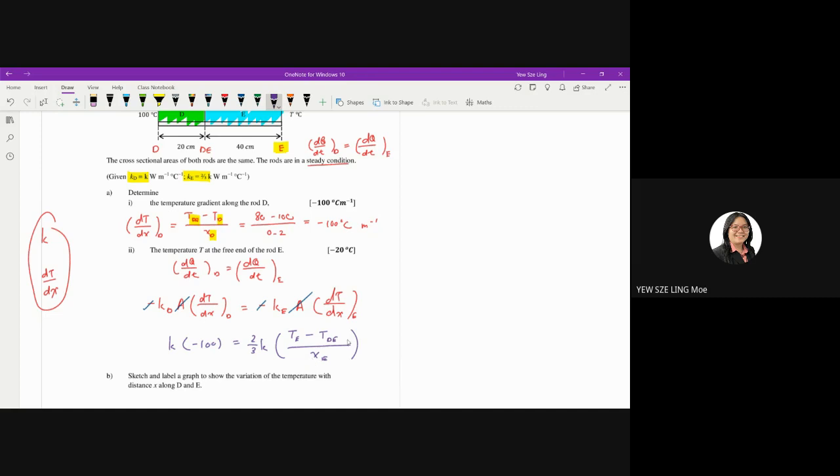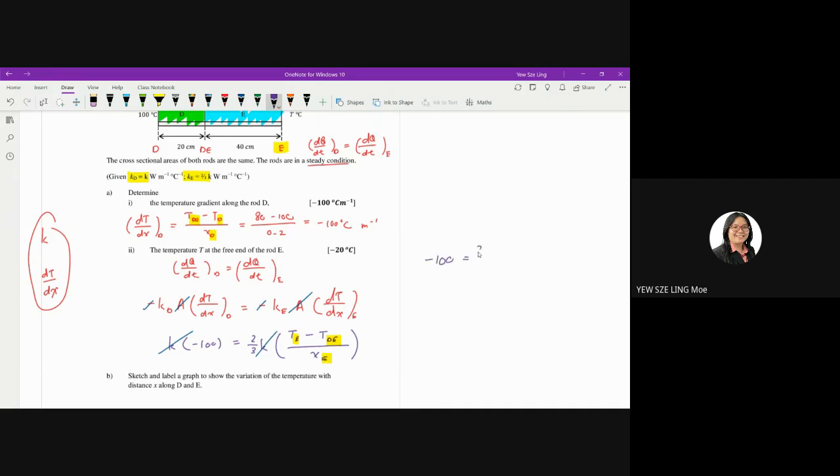So when you compare the equations for dT/dx in question 1 and the one in question 2, you will see that they have different subscripts here. That's why I asked you to include the subscript, so that you know which value to use. So negative k times negative 100 equals 2/3 k bracket T_E minus T_DE over x_E. Again, I can cancel out the similar terms on both sides, which is k. So now I can remove k from my equations because both the left-hand side and right-hand side have the same variable.